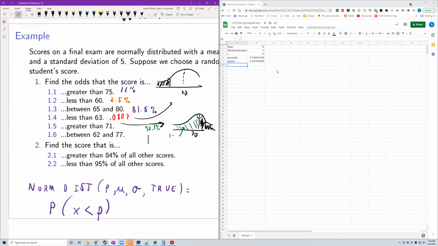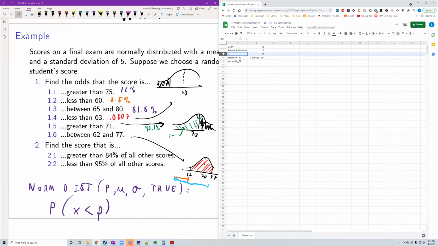This next one wants between two numbers. So let's go ahead and sketch what that looks like. We've got still the mean at 70, 62 over here, 77 over here, and we're looking for this area. The easiest way to do this is to first find this part using a normal distribution, and then to find this part, and then to subtract them. So we'll need two parts here. Let's make a second row. So we'll call this percentile 62, and let's call this one percentile 77.